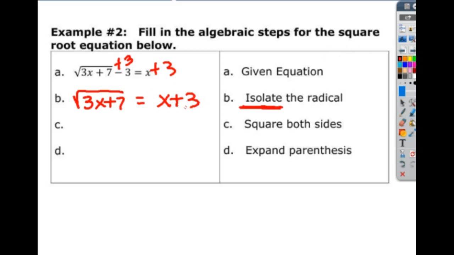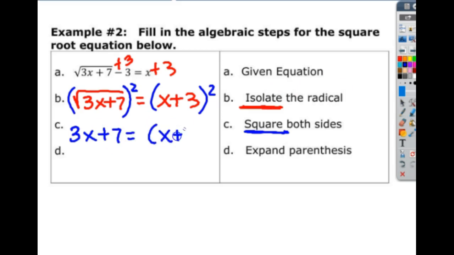Then what am I going to do? Oops, that was a funny looking parentheses. When you square both sides, the square and the square root cancel each other out. Now, we are not going to do this step because instead of doing this step, we are going to do a box problem.